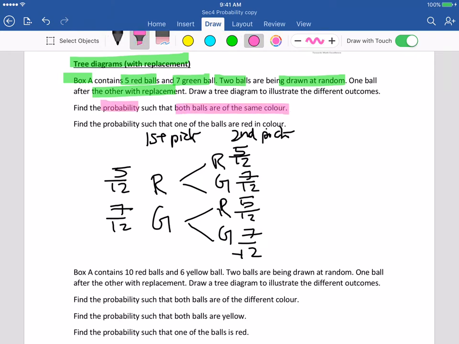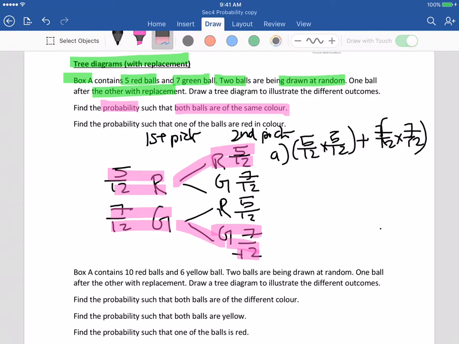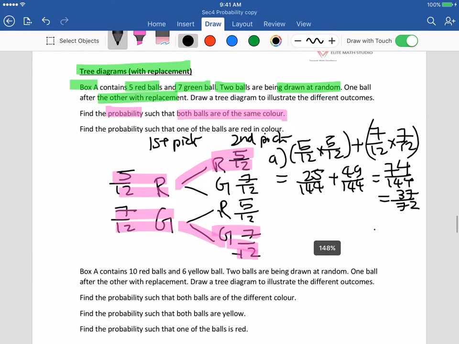Let's try the question. It asks you to find the probability that both are the same color. So it will be red, red, or green, green. The answer will just be 5 over 12 times 5 over 12 plus 7 over 12 times 7 over 12. So that is 25 over 144 plus 49 over 144, which equals 74 over 144, which equals 37 over 72.